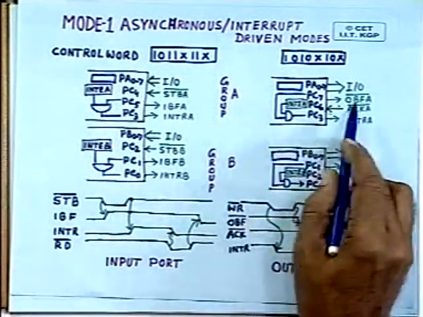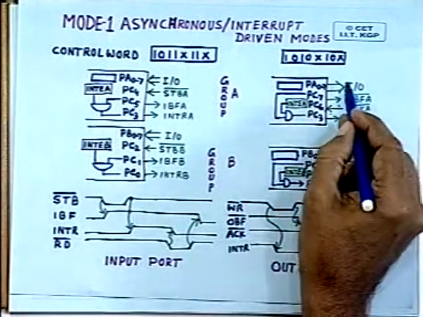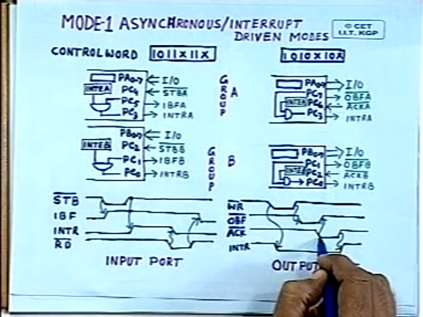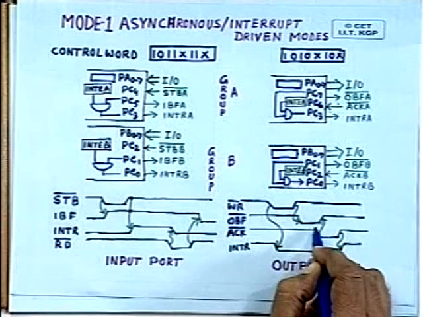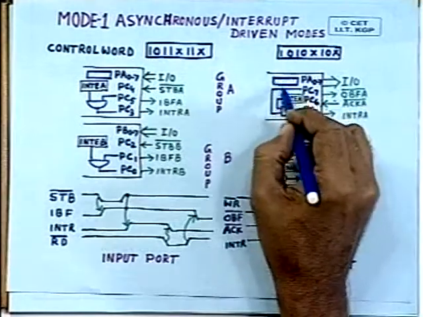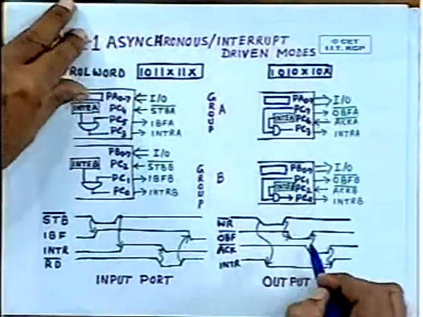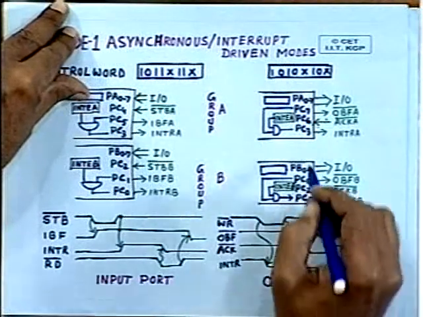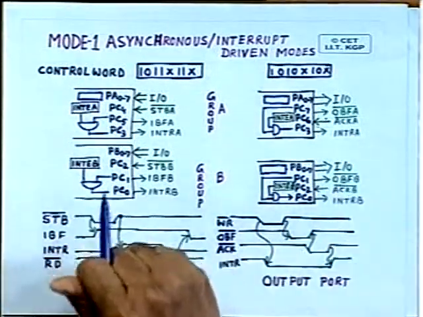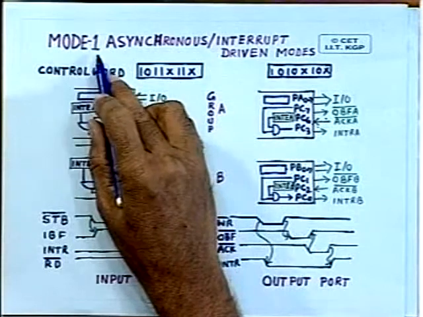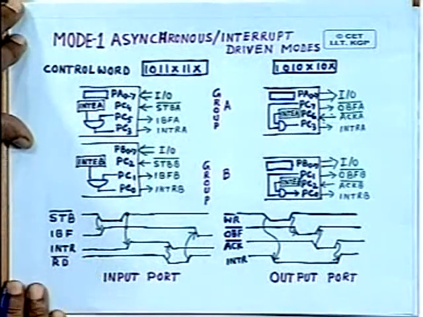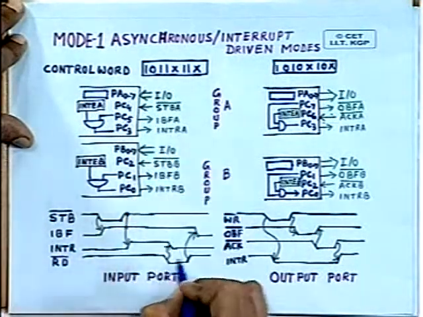So the IO device will read the data, and then it will send a signal which is known as the acknowledgement signal. And as the acknowledgement signal is sent by the IO device, the output buffer full will go high. That means data has already been read by the IO device. We can assume that the buffer is now empty. And this is how port A and port B can perform the transfer of data in asynchronous mode. And as I said, mode 1 can be used in interrupt driven mode as well. And let us see how it works in interrupt driven mode, in input port as well as an output port.